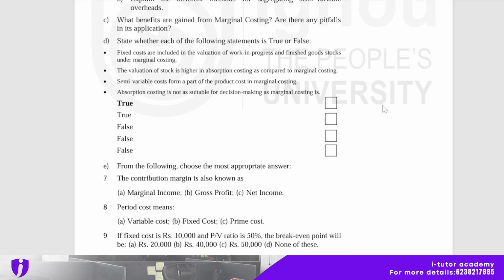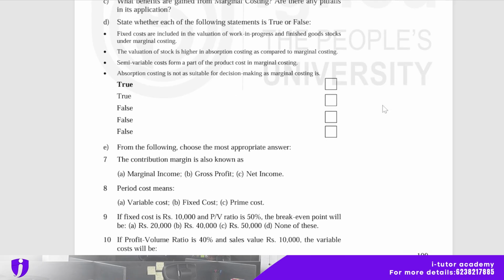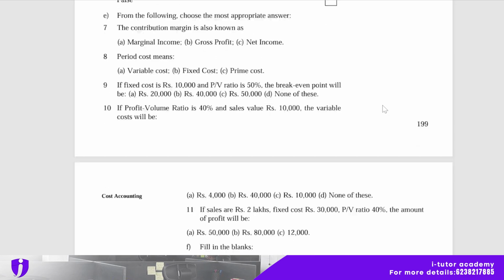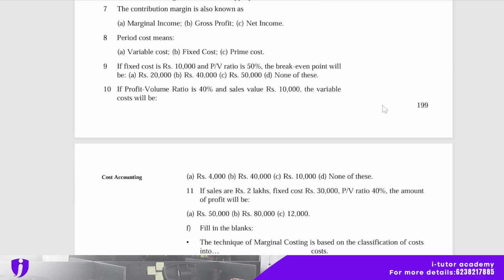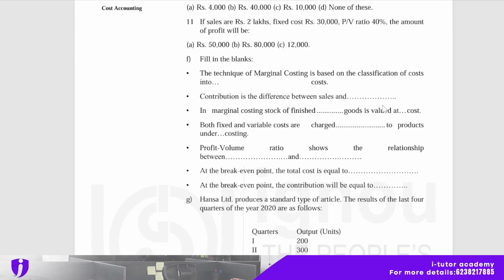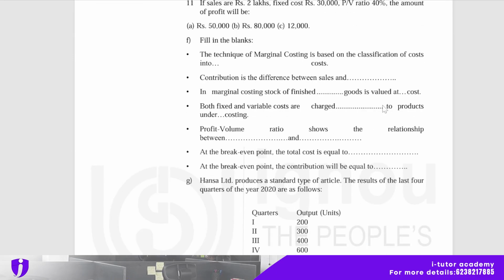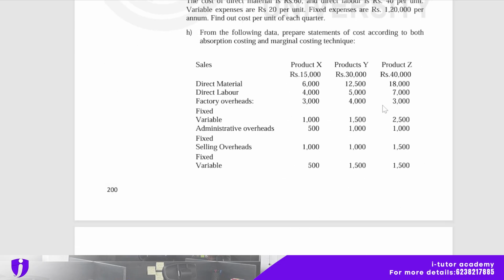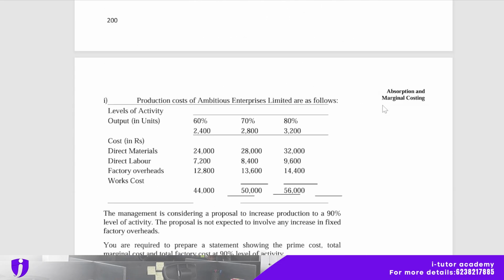State whether each of the following statements is true or false, and from the following choose the most appropriate answer. So one word answers are there, there is choice also, and calculation based questions are also here. Okay, and here are fill in the blanks questions also. So you just go through one by one, try to answer these questions. It will help you for your term end examination.